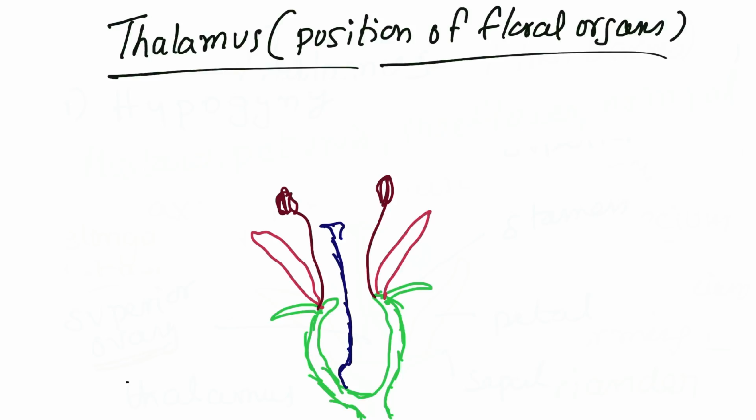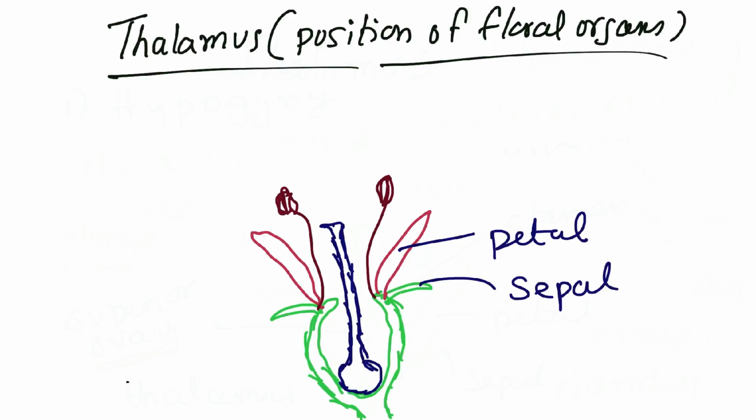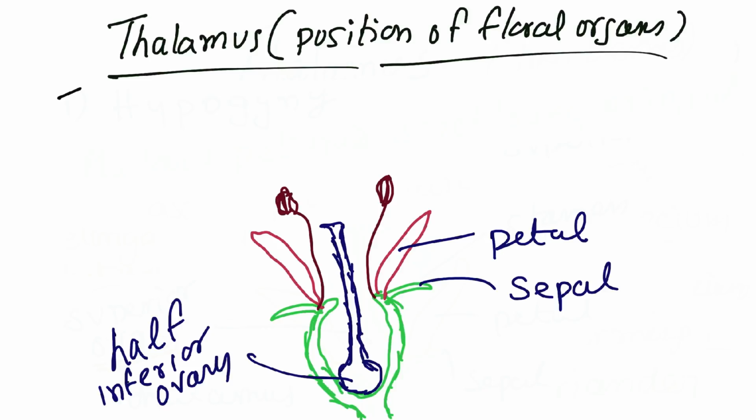The diagram clearly indicates that the thalamus is forming something like a cup, and the ovary is developing from the bottom of the cup. That is, the ovary is quite inferior. In fact, technically it's called half inferior. This is one of the cases of the second division, which is called perigyny. So let's look at the important features of perigyny.